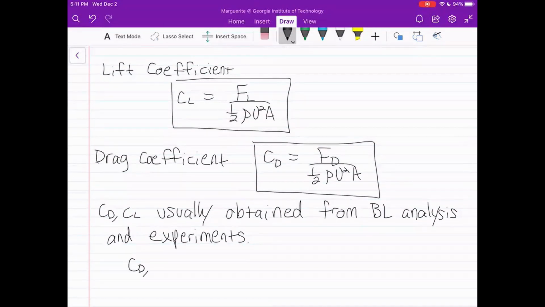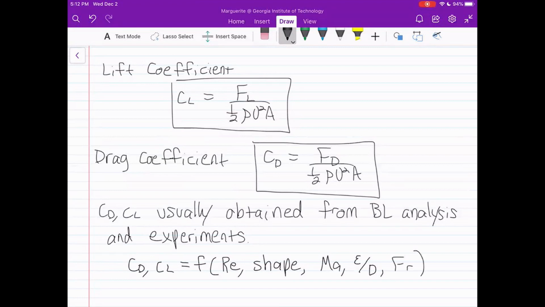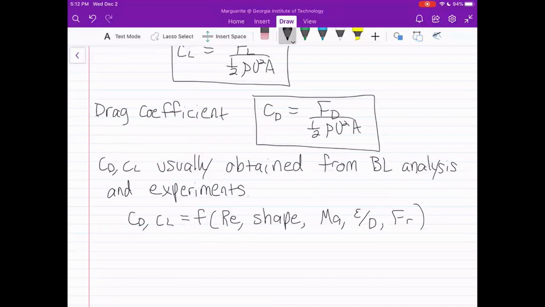And so these two coefficients are a function of Reynolds number, the shape, so geometry of your body, Mach number, which is a measure of the compressibility, the relative roughness, which is the surface roughness, which you probably did when you did internal flows, and then also Froude number, which is relating the speed to gravitational effects. We could get into all of these, but for time's sake, we're actually just going to concentrate on Reynolds number and shape.